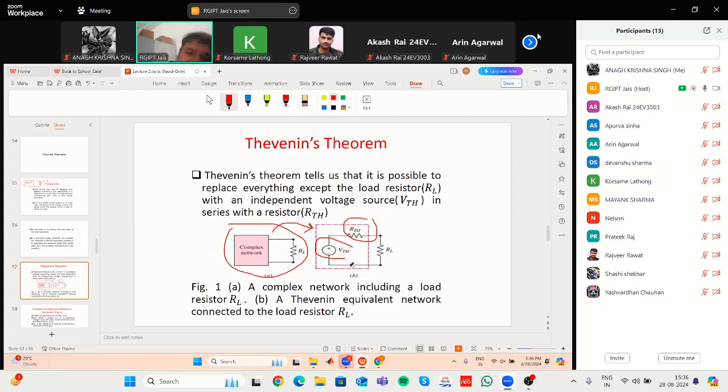So the main aim here is to find out VTH, which is also known as Thevenin's equivalent voltage, and RTH, which is also known as Thevenin's equivalent resistance. That is, the voltage VTH and the resistor RTH.